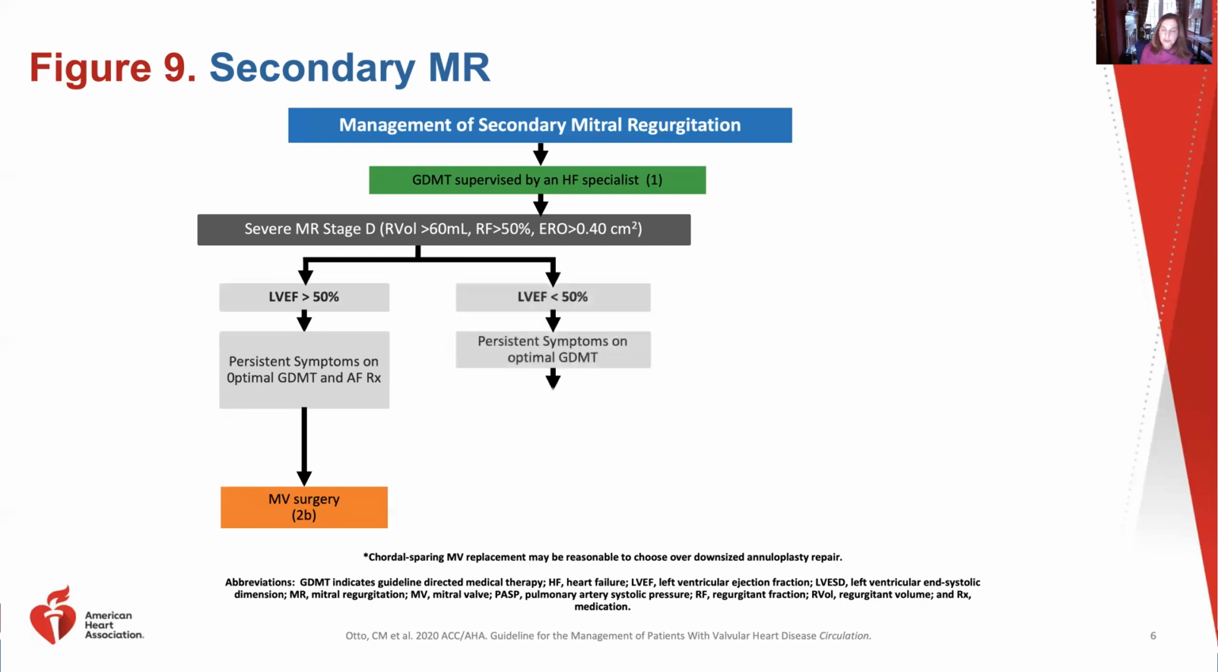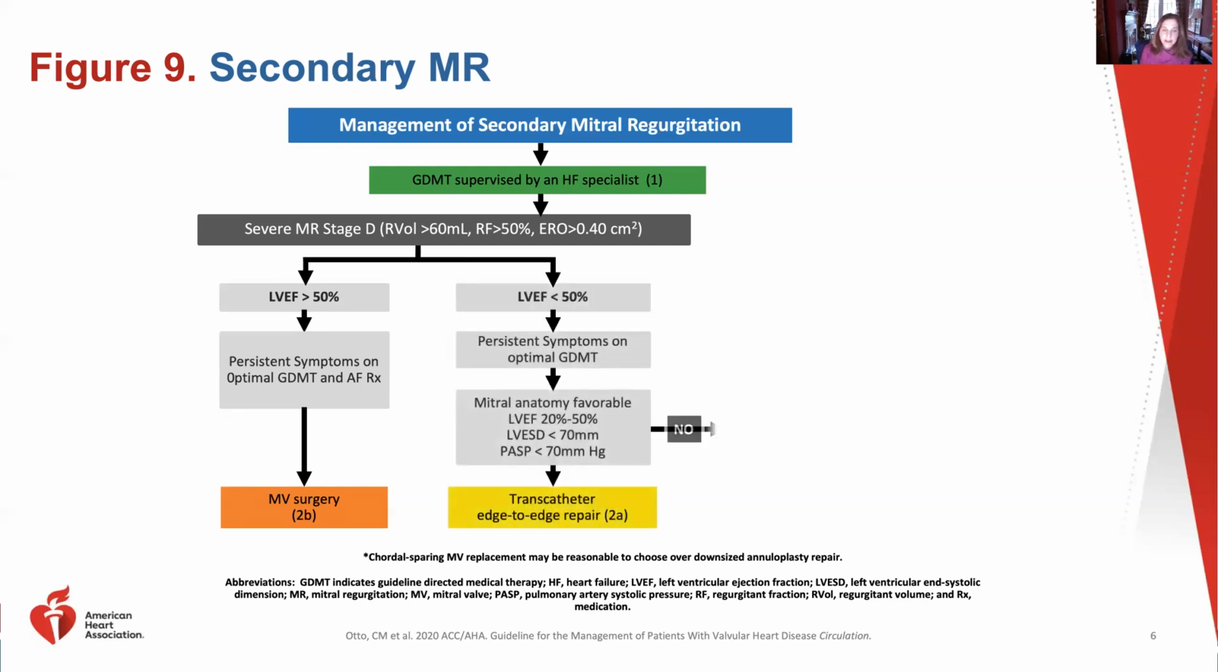If their ejection fraction is depressed and their symptoms are present despite goal-directed medical therapy, if they have amenable anatomy, then transcatheter edge-to-edge repair is recommended. If they have severe symptoms and do not have anatomy favorable for edge-to-edge repair, then mitral valve surgery is indicated.